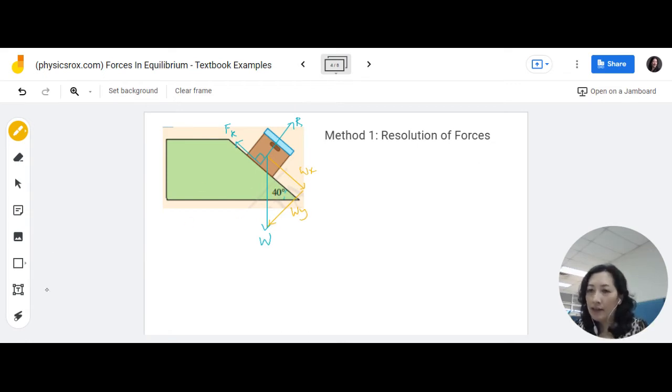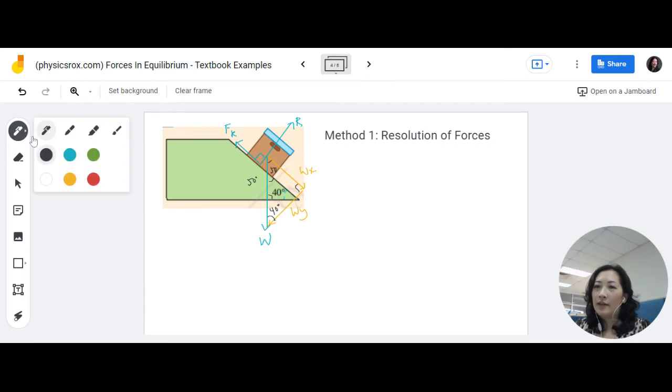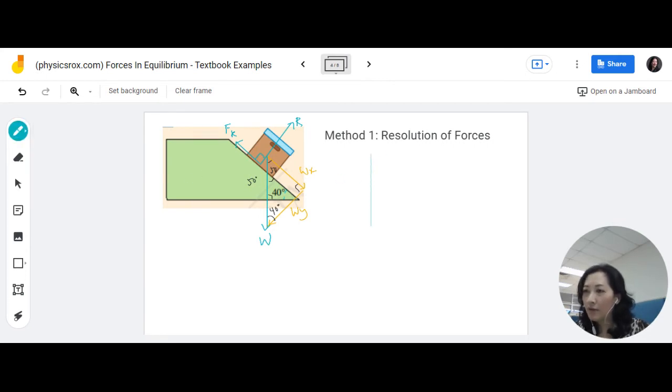Now 40 degrees, let's look closely at how to get the angle. If this is 40 degrees, this is 90, this is 50. So I'll just label that for clarity. If this is 40, this is 40, this is 90, sorry, this is 50. Parallel angles, so 50, 90, therefore this is 40 degrees.